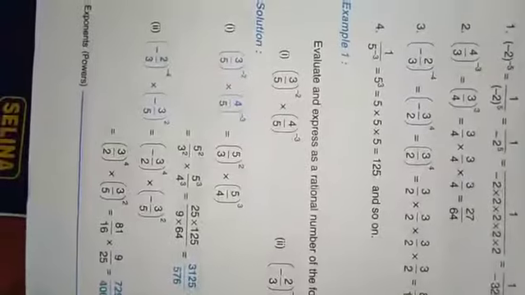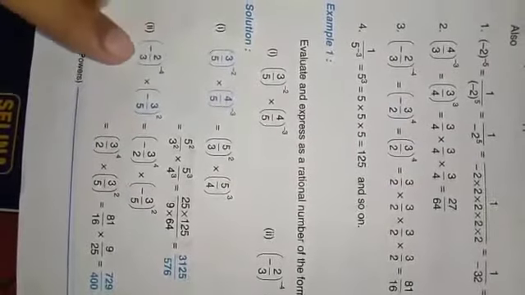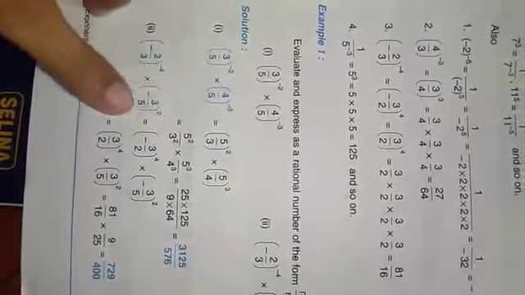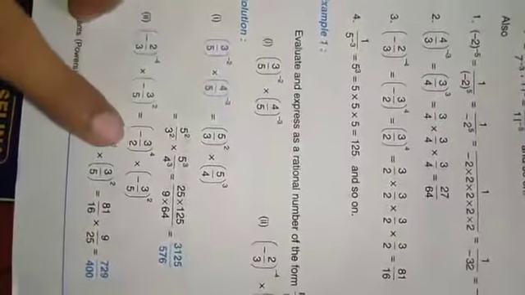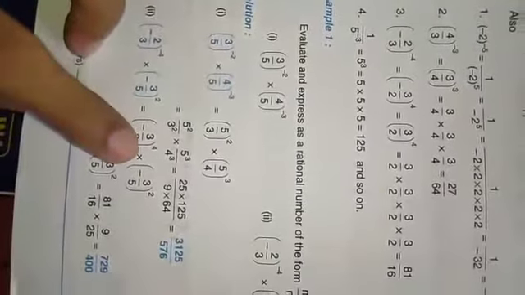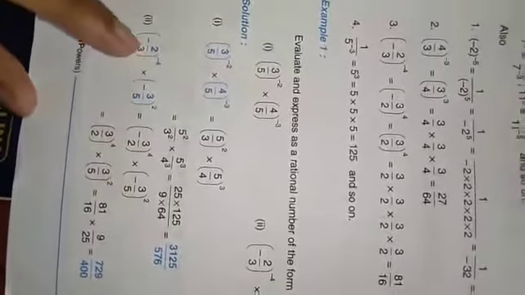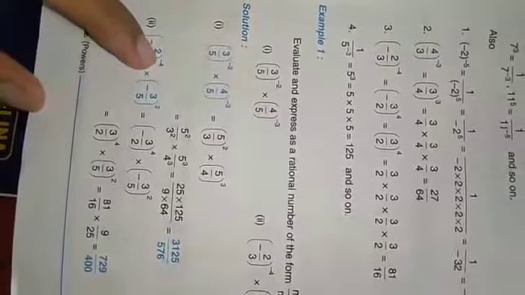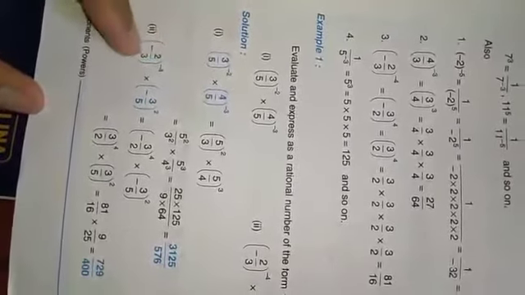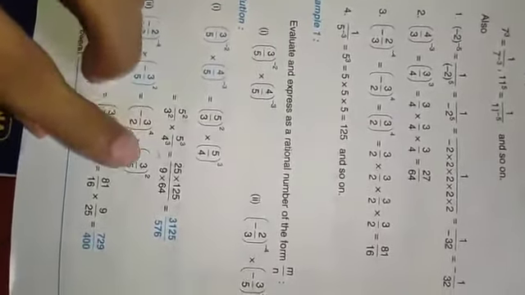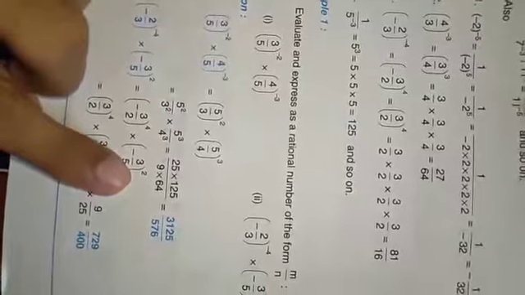Okay. Second one, (-2/3) whole to the power -4 into (-3/5) whole to the power 2. That means (-3/2) whole to the power 4 into (-3/5) whole to the power 2, isn't it? Why? Because (-2/3) whole to the power -4 means 1 by (-2/3) whole to the power -4. That means (-3/2) whole to the power 4, isn't it? Into (-3/5) whole to the power 2.